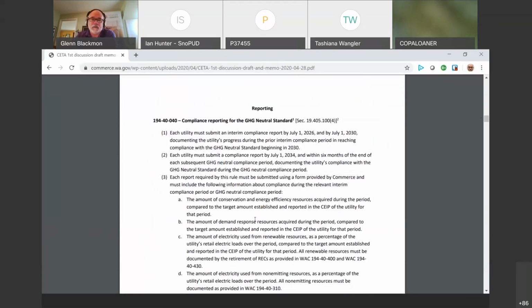Yeah, I think that's right too. And can people see on the screen now the reporting title? Yes, we can. Okay. Yeah, I think that when we talk about 040, we could talk then about what the utility needs to do before 2030 with respect to those two periods that are covered by the first two clean energy implementation plans.